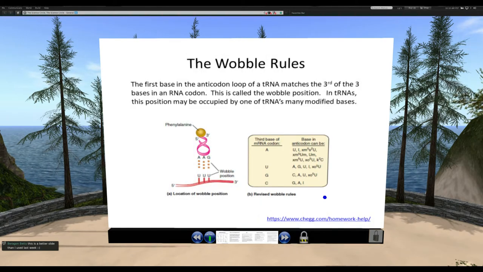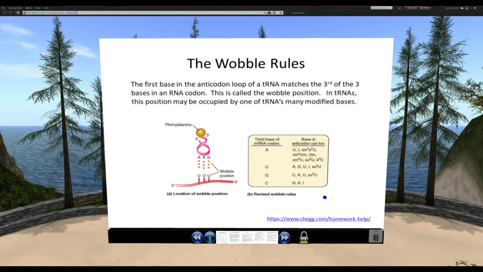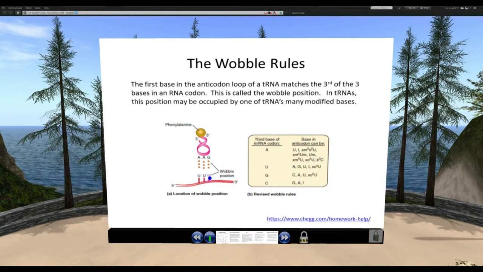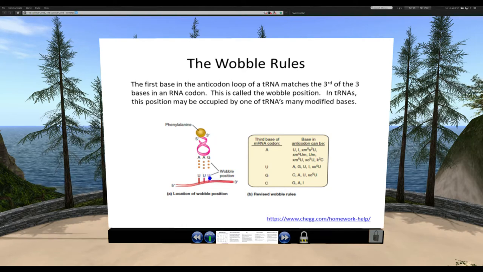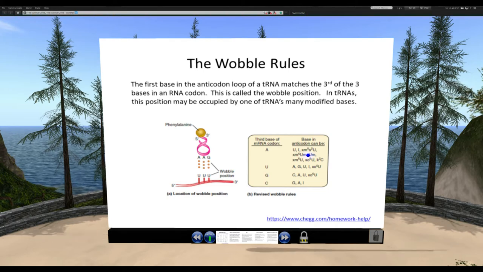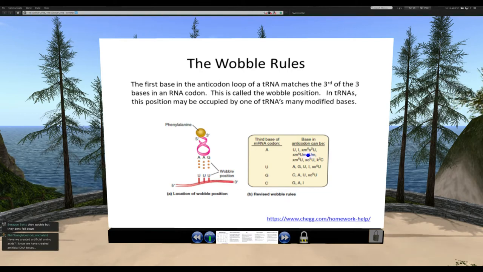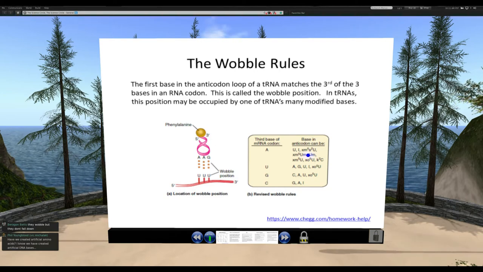This is just a quick summary of some of the wobble rules. The anticodon of the transfer RNA is a three-base sequence that matches with a three-base sequence on the messenger RNA. The third base of the messenger RNA codon, or the first base of the transfer RNA anticodon, is the wobble position. That base in the anticodon position can be one of lots of different modified bases. Transfer RNA has a lot of funny bases, which is not true of most other RNAs. Transfer RNA is kind of weird in that respect, and why that is is a totally different story, so I won't go into that.